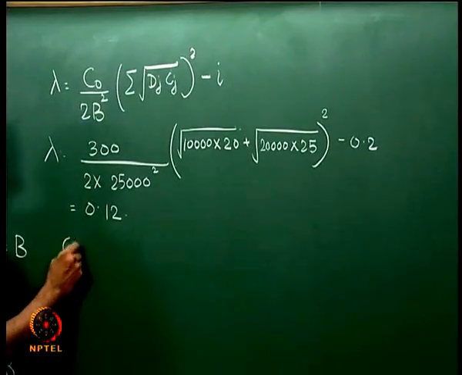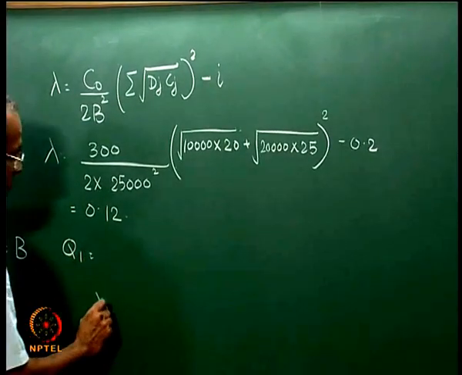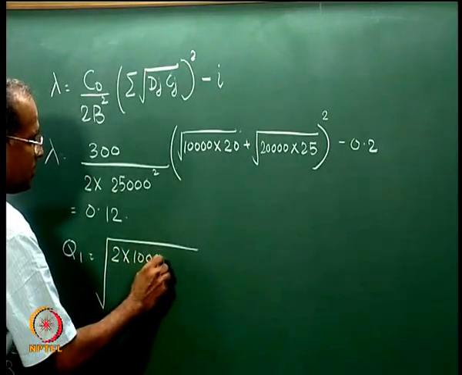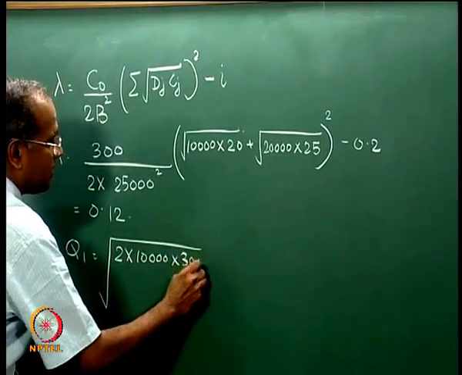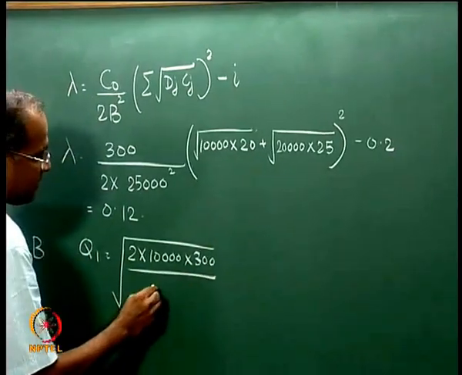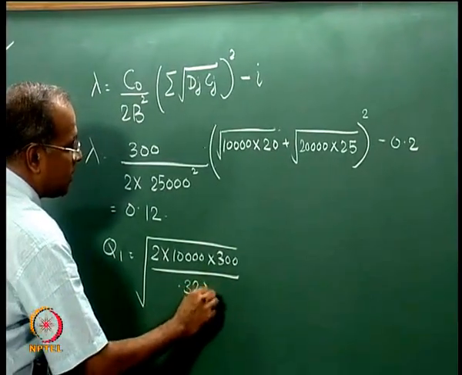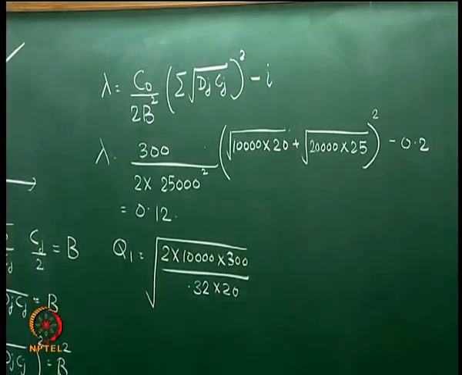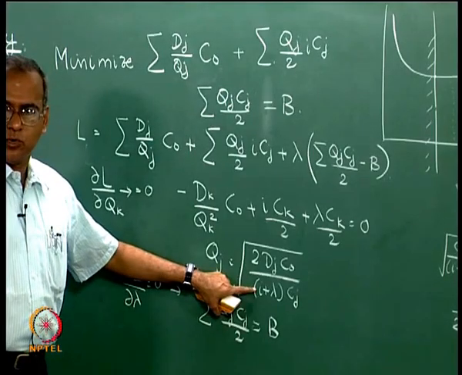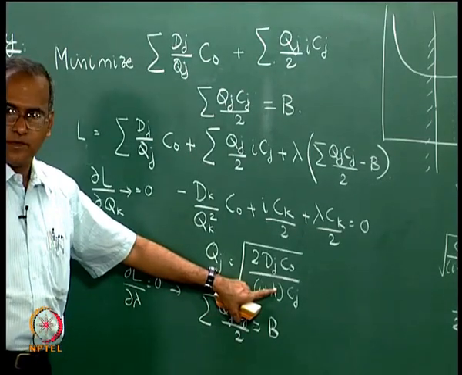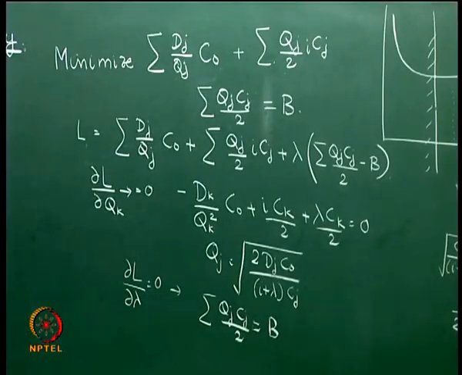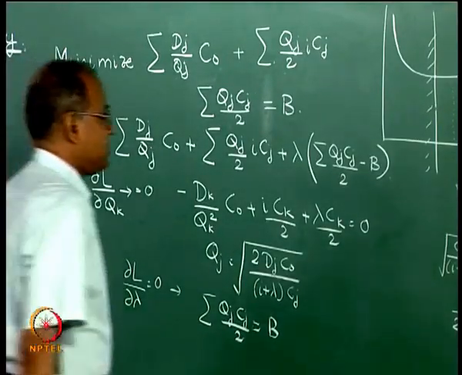So, Q1 will be equal to root over 2 into 10,000 into 300 divided by 0.32 into 20. The 0.32 comes out of I plus lambda. So, I is 0.2, lambda is 0.12, so 0.32 into 20. So, Q1 on computation is 968.5647.